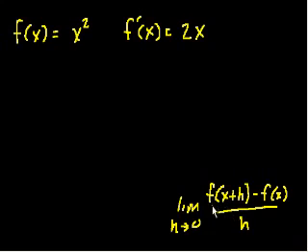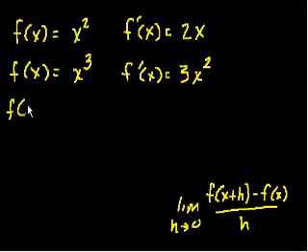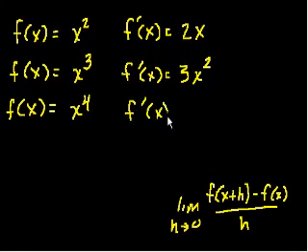You could actually use this to do others, and I won't do it now, maybe in a future presentation, but it turns out that if f of x is equal to x to the third, the derivative is f prime of x is equal to 3x squared. If f of x is equal to x to the fourth, then the derivative is 4x to the third. I think you're starting to see a pattern here.